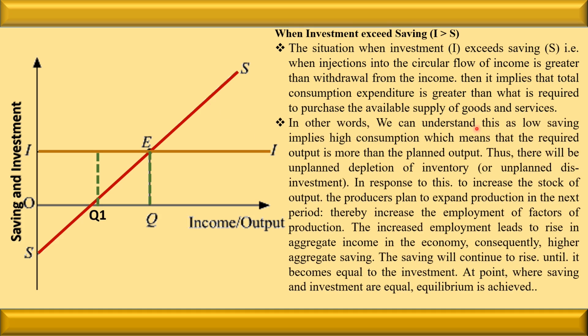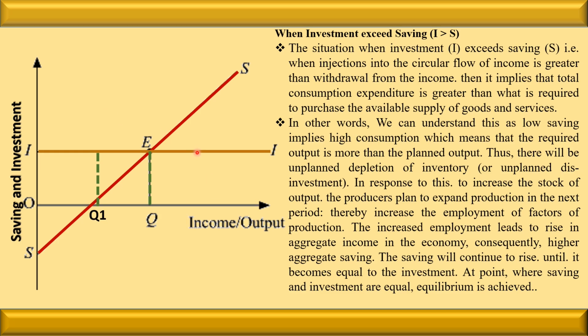In other words, as we can see over here, the consumption is more and the saving is less. It means that the availability of the goods in the market is less, but the demand is more. So what will the producer do? The producer will increase the production, take the raw materials out of the godowns, and hire the factor services.